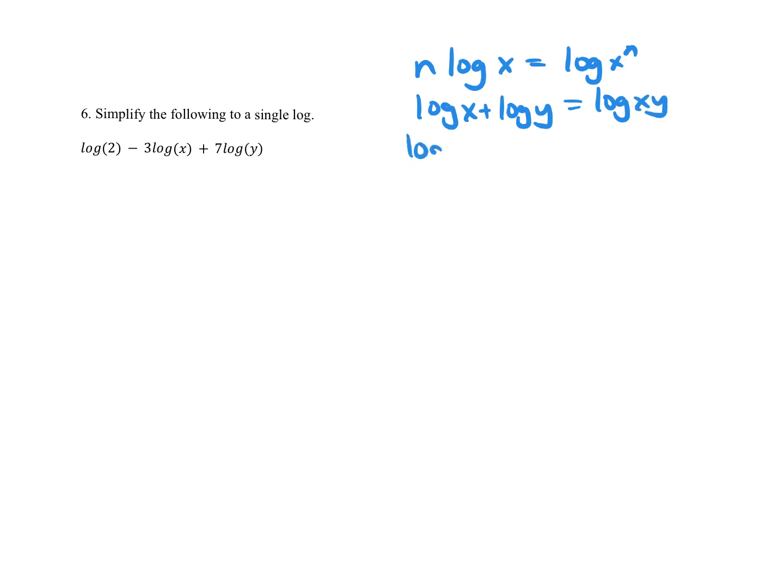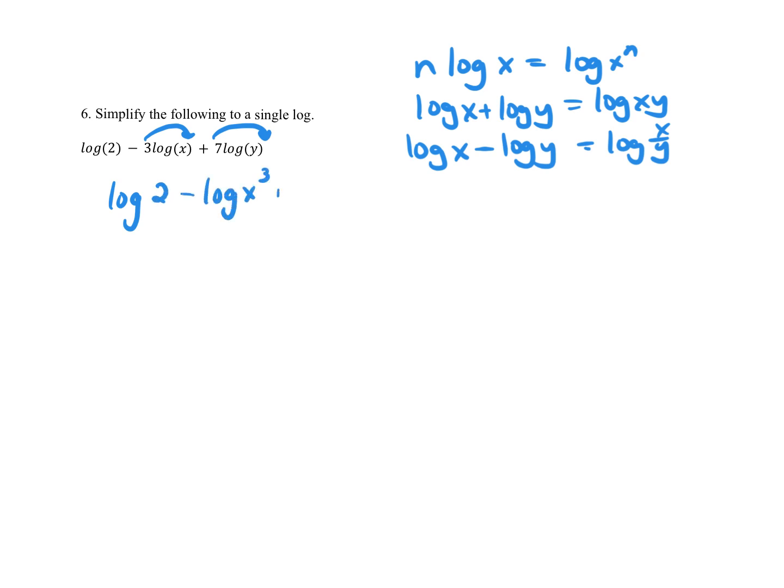So 6 is when we're talking about combining logs. Now we have those properties of logs. We know n log x is log x to the n. We know log of x plus log of y equals log of xy. We know log of x minus log of y is log of x divided by y. So if we do this, we'll take the exponents up when we're putting it as a single log. So this will make us log 2 minus log x cubed plus log y seventh.